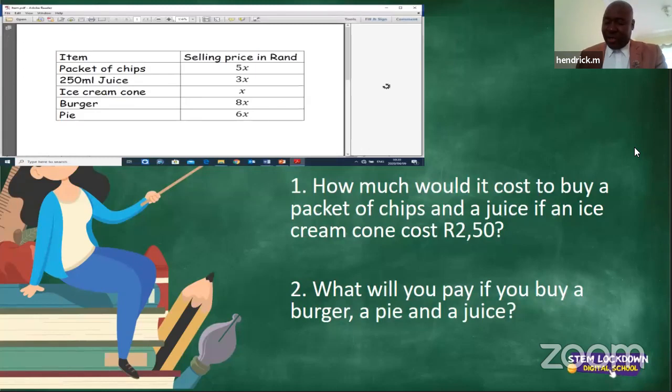Now I want you to translate this into rand. In other words, how much would it cost to buy a packet of chips, which is now 5x, and a juice, the 250 milliliter juice, which is 3x. I just want you to calculate that, and thereafter give me an answer in rand. I would appreciate if we can carry on now. The first person to answer, please raise your hand and then let's hear what you have to say.